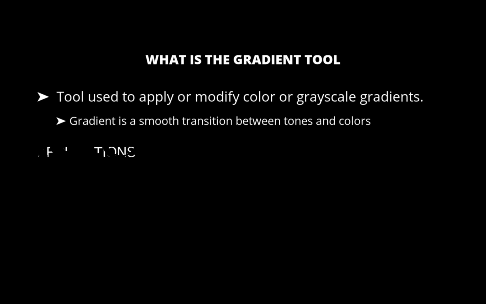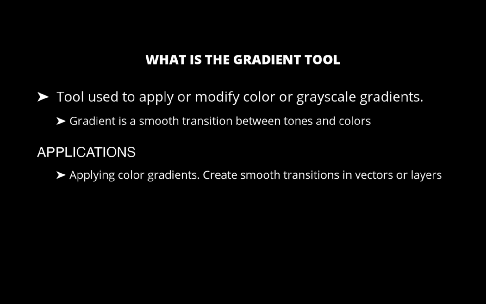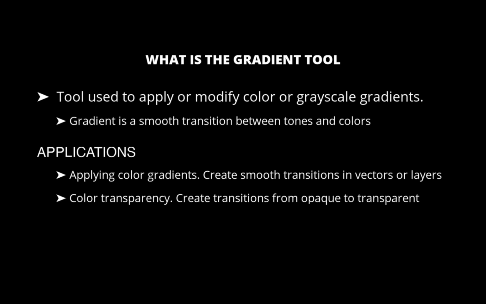Some common applications of the gradient tool are applying color gradients. The gradient tool is used to create smooth transitions between two or more colors across a vector, text, or layer. The second application is color transparency. The gradient tool can be used to create transitions from opaque to transparent for effects like fades or vignettes. The third application is simulate effects. The gradient can be used to reproduce effects like graduated neutral density filters to balance exposure, such as darkening a bright sky in a landscape photo.